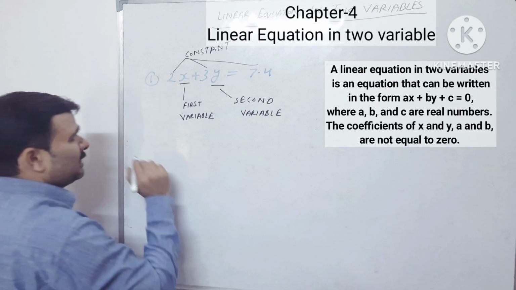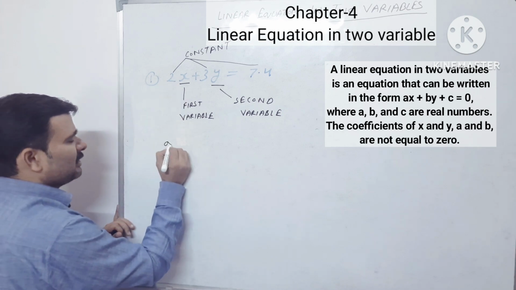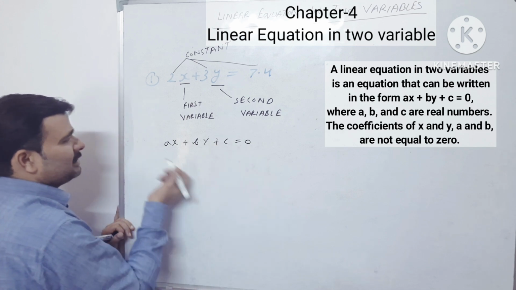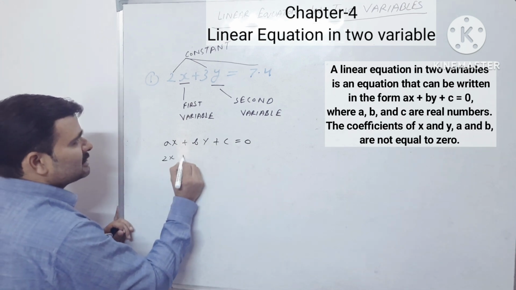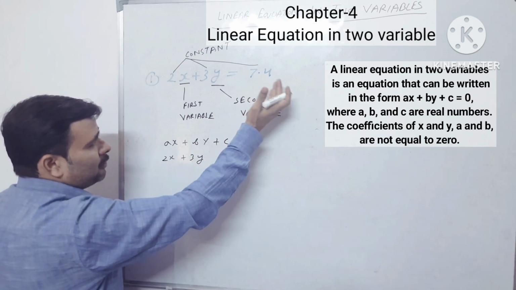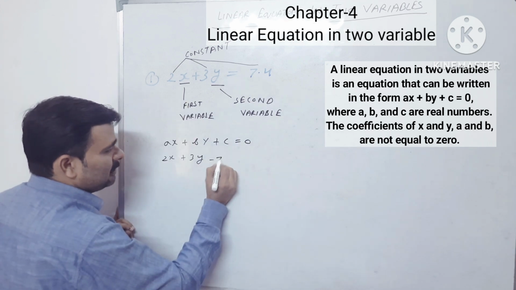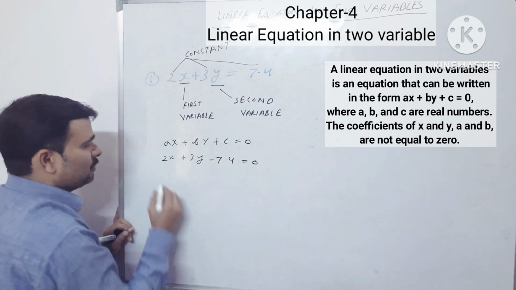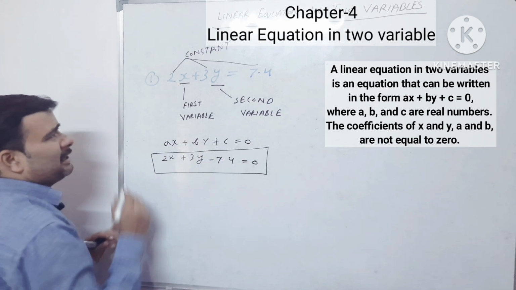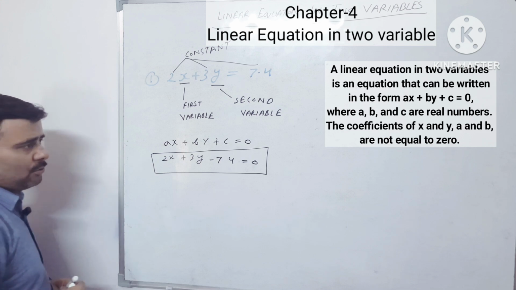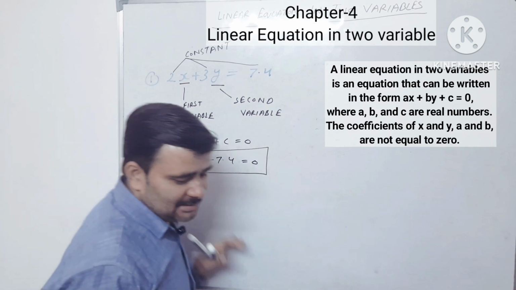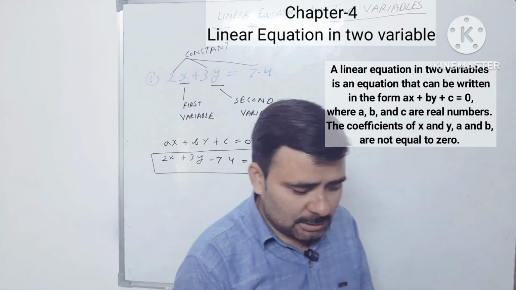So, if we want to write this equation in the form of ax plus by plus c is equal to 0, then it can be written as 2x plus 3y. We transfer 7.4 from the right hand side to the left hand side, so it becomes minus 7.4 is equal to 0. Now this equation is written in the form ax plus by plus c is equal to 0, so we can say this is a linear equation in two variable.